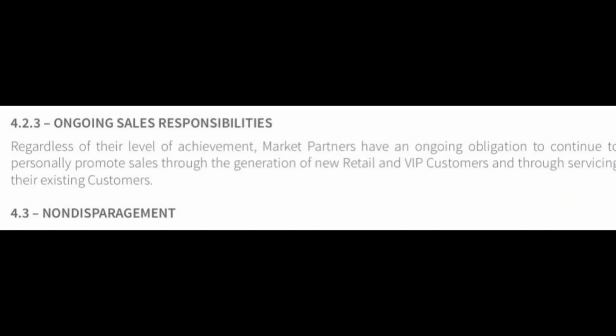Now going on to section 4.2.3, which talks about ongoing sales responsibilities. And this one was super important because it's a very short section. It says, regardless of their level of achievement, market partners have an ongoing obligation to continue to personally promote sales through the generation of new retail and VIP customers and through servicing their existing customers. So what does this mean? It means that no matter what your level is, no matter what your rank is in MONAT, you always have the obligation, the responsibility to promote sales.